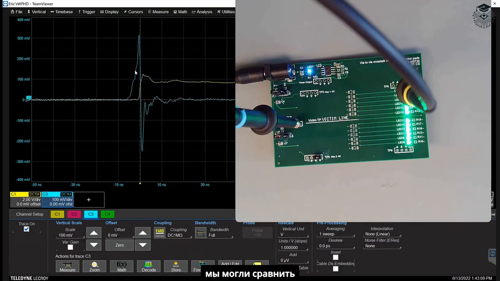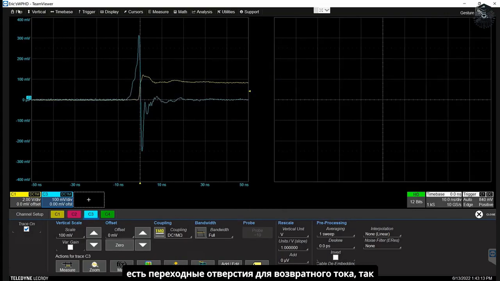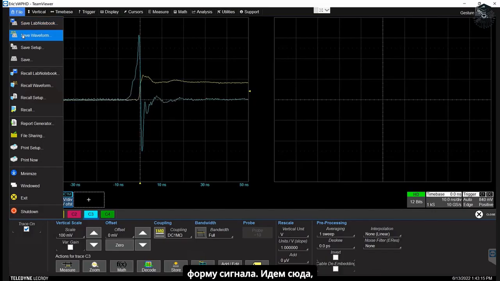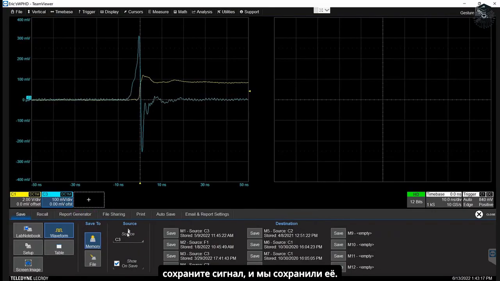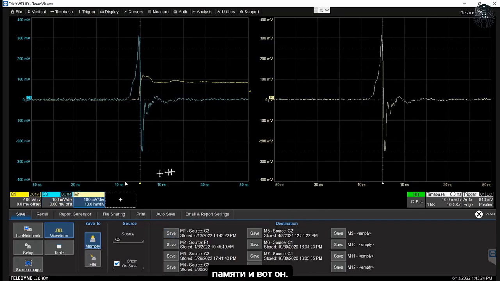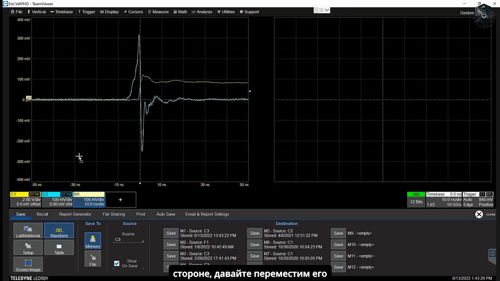Let's save this so we can compare this with the board that has return vias. So I'm just going to save that waveform. Come over here, save waveform, and we'll save it. Let's see, it's channel 3. We'll save it into memory location 1. And there it is. We'll keep it over on this side. Let's move it over to this side just so we can compare it.